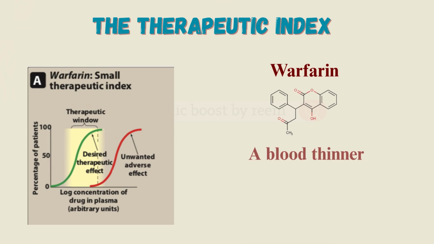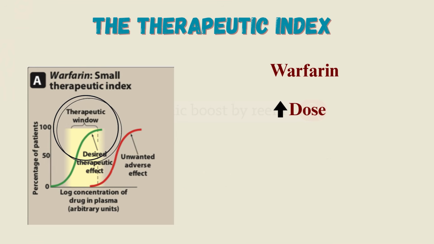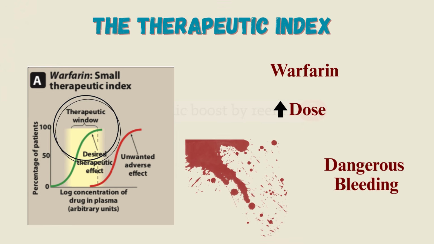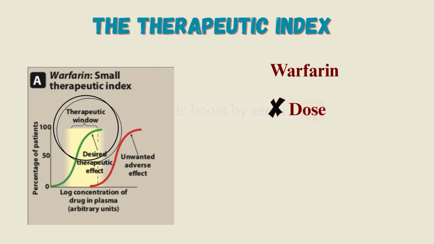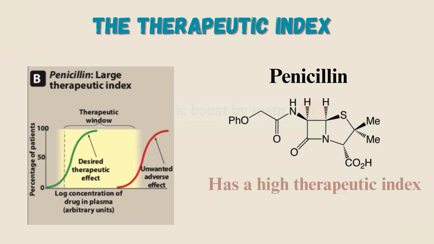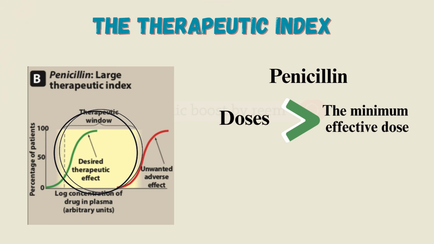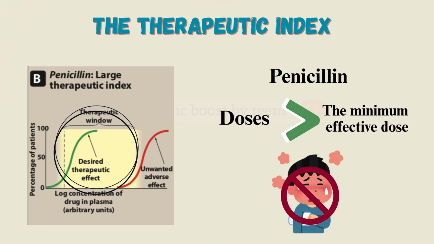Warfarin, a blood thinner, has a very low therapeutic index. A slightly higher dose may cause dangerous bleeding, yet without it, patients risk deadly clots. Penicillin, on the other hand, has a high therapeutic index. We can safely give doses much higher than the minimum effective dose without fear of serious side effects.